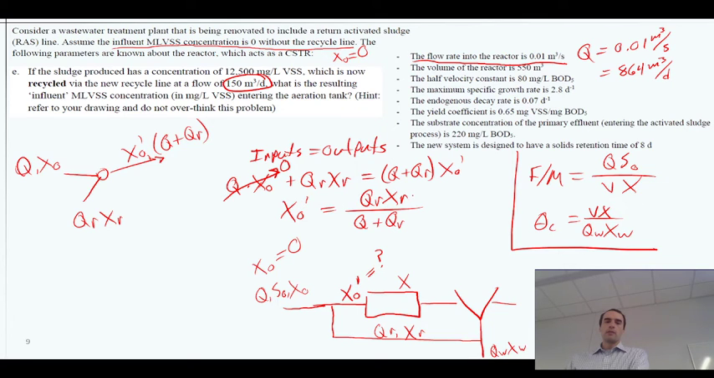XR was given, that's 12,500 milligrams VSS per liter. So what we're going to end with is a flow rate times a mass concentration divided by a flow rate, which gives us units of mass concentration, right? If we put in the numbers, I think it's 596, is that right? Somebody could check me. It's literally 150 times 12,500, divided by the sum of 150 and 864.